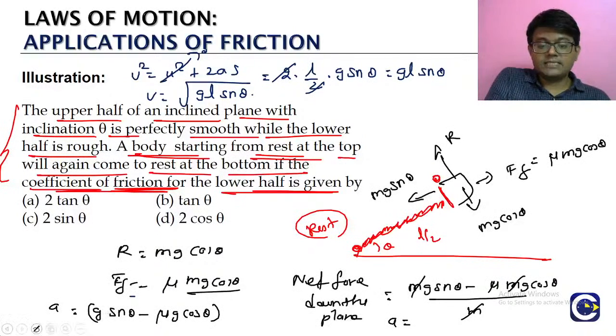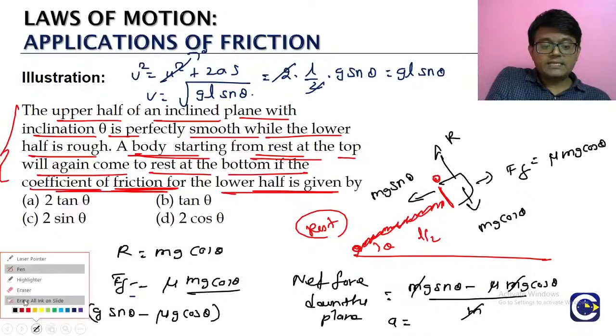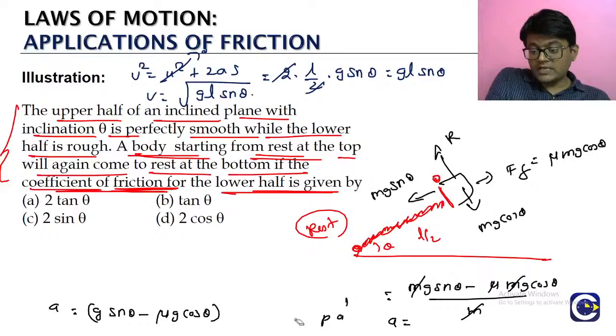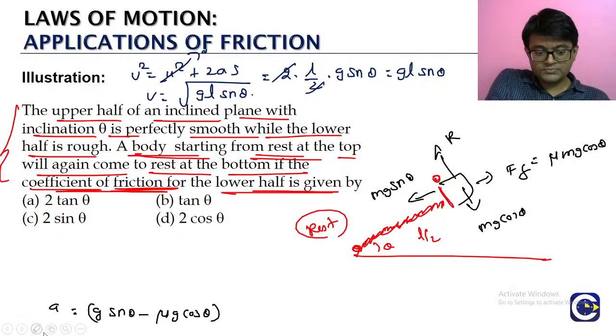So what is the downward acceleration here? g sin theta minus mu g cos theta. One thing we need to keep in mind: this acceleration value will be numerically coming as negative. That is why it becomes deceleration.